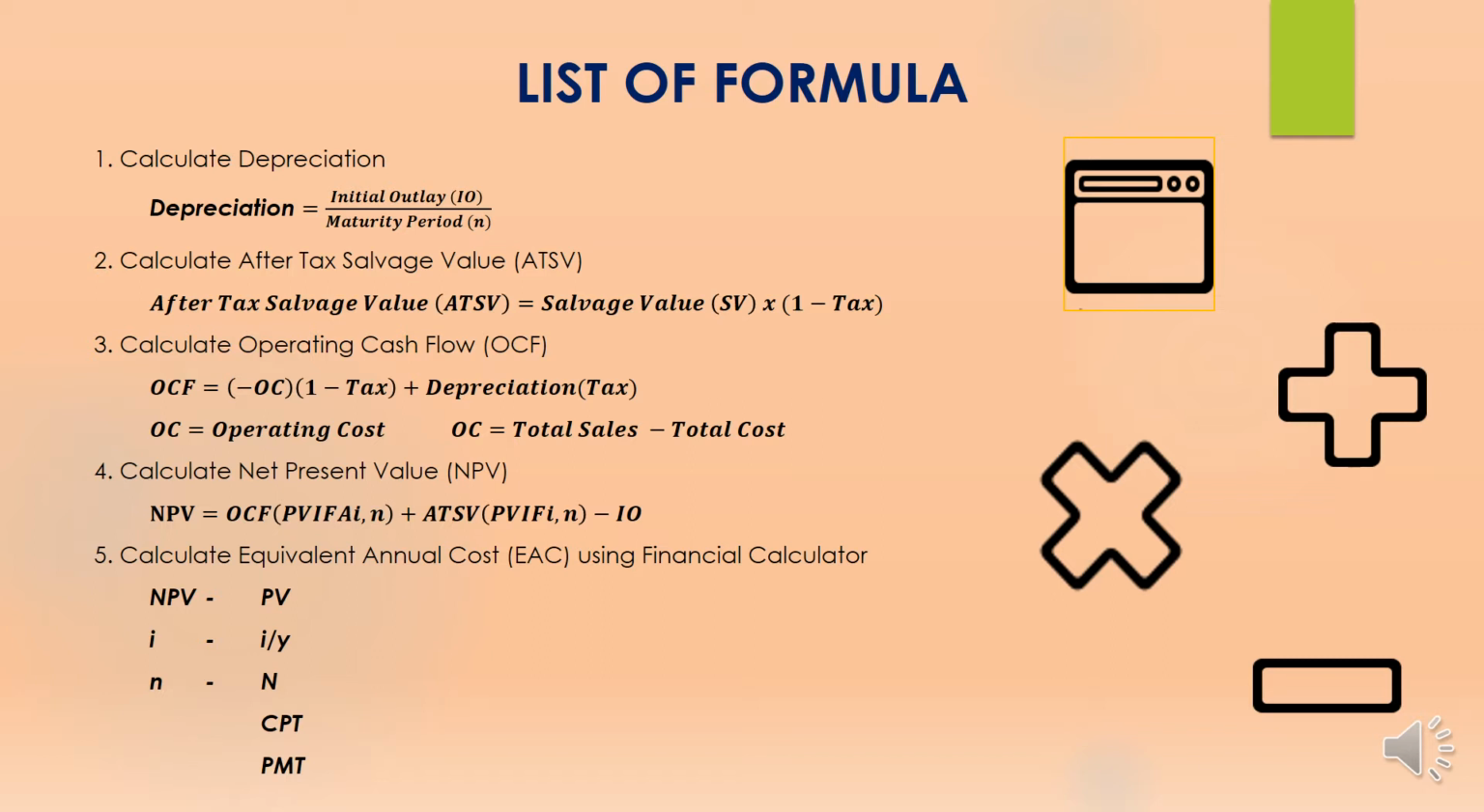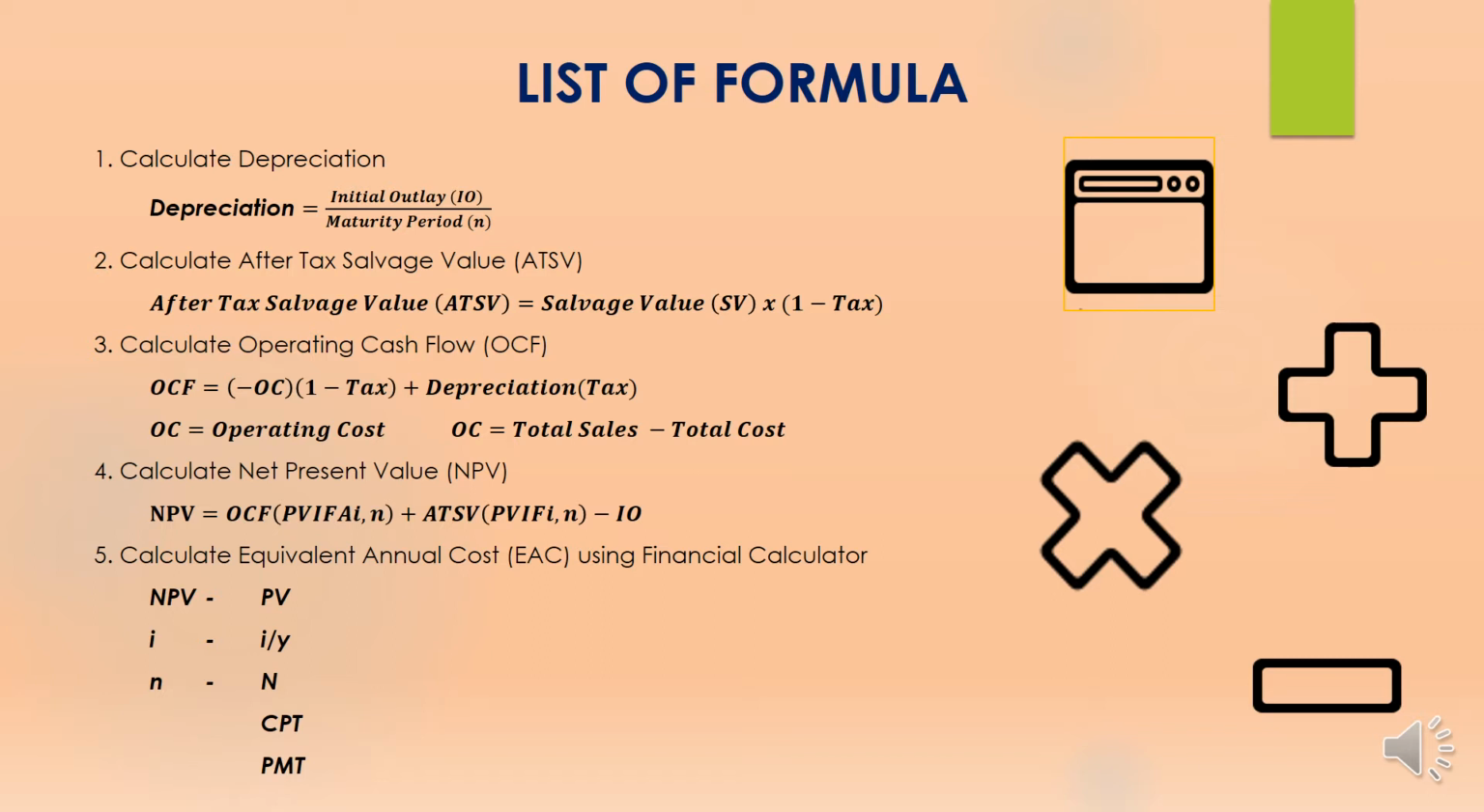The third formula is on how to calculate operating cash flow, which is OCF. To calculate OCF, the formula is negative OC, where OC represents operating cost. If the amount of operating cost, OC, is not directly given in the equation, you can calculate OC using the formula total sales minus total cost. Then OCF is equal to negative OC times 1 minus tax, plus depreciation times tax.